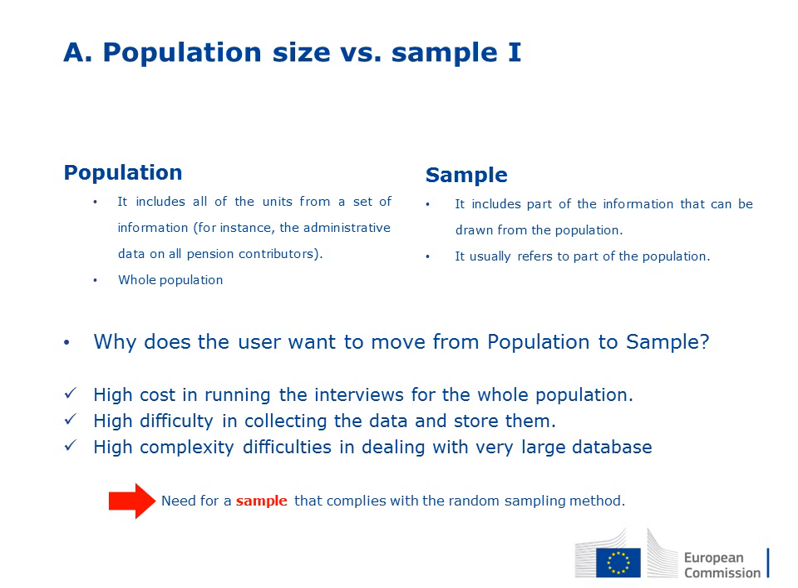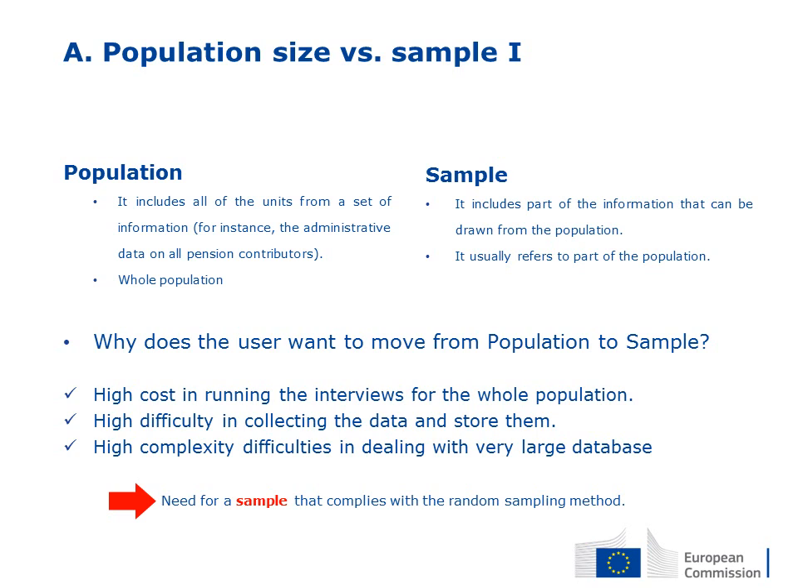The former includes all of the units from a set of information, for instance the administrative data on all pension contributors, while the latter consists of a part of the information that can be drawn from the population. The size of the population is the number of units, for example, individuals, firms, regions, composing the whole population of interest, which will be, usually, larger than the size of the selected sample. So, the fundamental difference between a population and a sample of the population is that the former considers all the individuals while the latter is a representative selection of the first.